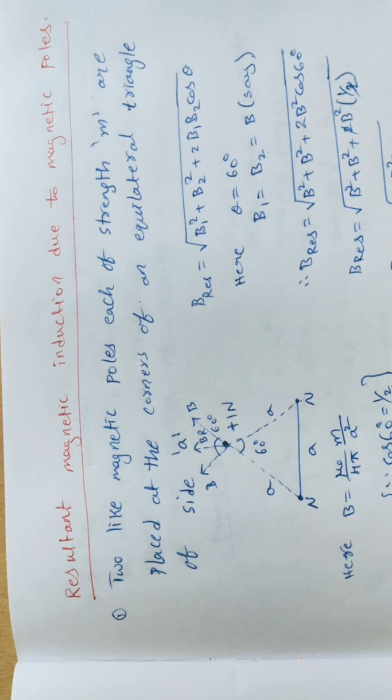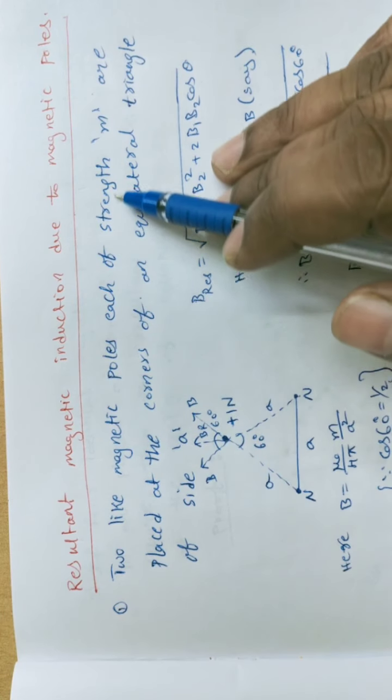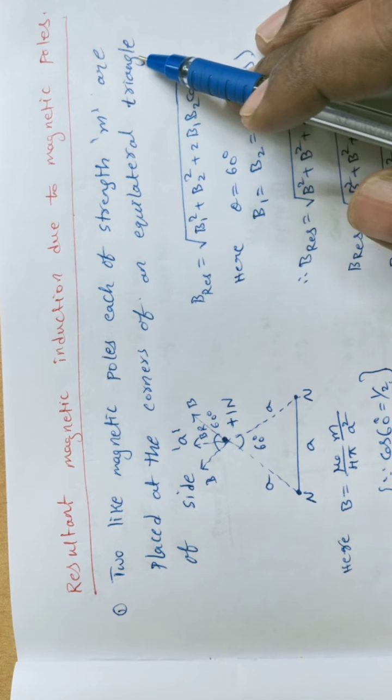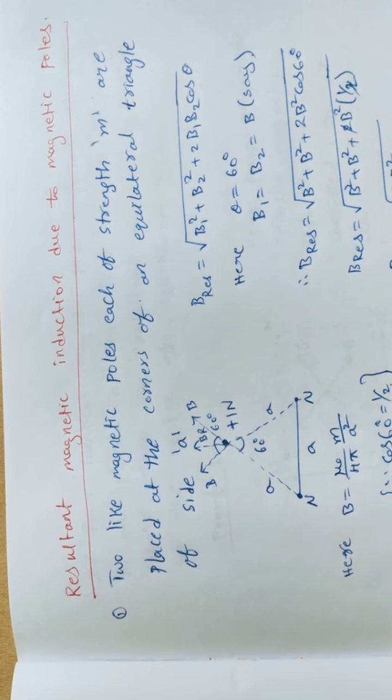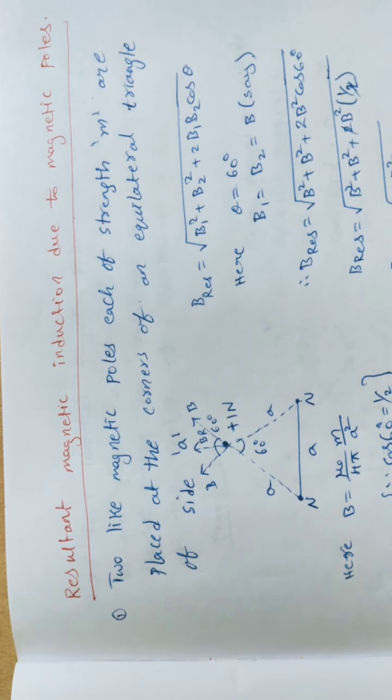The first application we are going to discuss: two like magnetic poles each of strength small m are placed at two corners of an equilateral triangle of side A. So once again, two like magnetic poles each of strength small m are placed at the corners of an equilateral triangle of side A. This is the given condition. Let us observe what result we get.